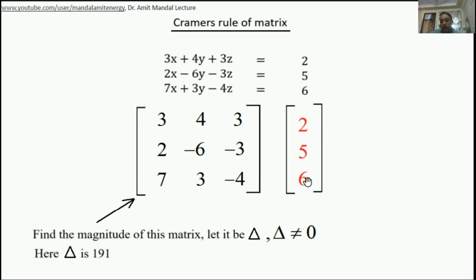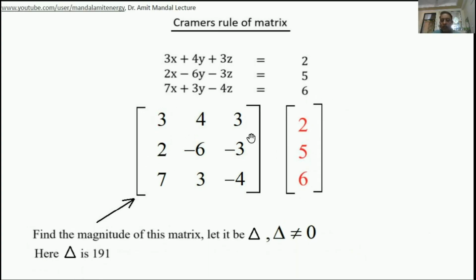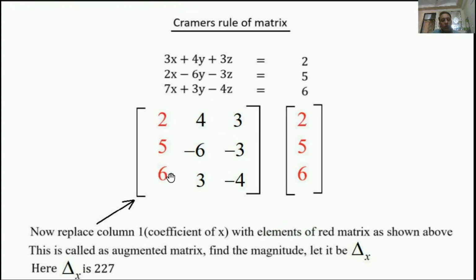Now you can see this right hand side matrix 2, 5, 6 of these linear equations. Take the first column, which contains the coefficients of x, 3, 2, 7, and replace this column with the right hand side matrix 2, 5, 6. So you will get this. The rest of the coefficients, of y and of z, remain the same. Now find the magnitude of this matrix. Let it be del x.